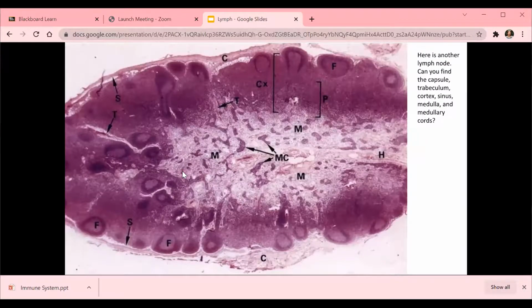The other histology picture, you have capsule, trabeculae. This region is the cortex. This region is medulla. In the cortex, you have lymphatic follicles. In the medulla, you have medullary cords. Here you can see subcapsular sinus, then trabecular sinus, medullary sinus, and this region is the hilum, and the efferent lymphatic vessel takes the lymph out.